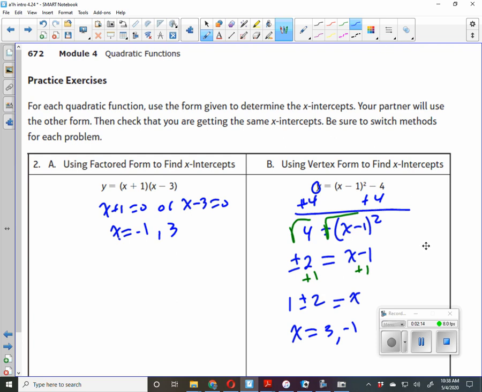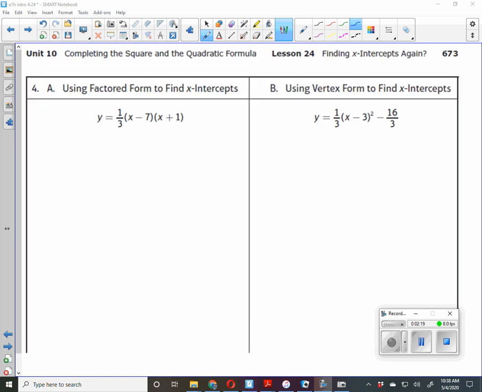The question is, how many of these do we need to do? When we have fractions in them, it gets a little bit more difficult. However, when it's in factored form, x still equals 7 and -1. When this is in vertex form, it might not be as easy. Remember, you got to make that go to 0. And then we've got to isolate this.